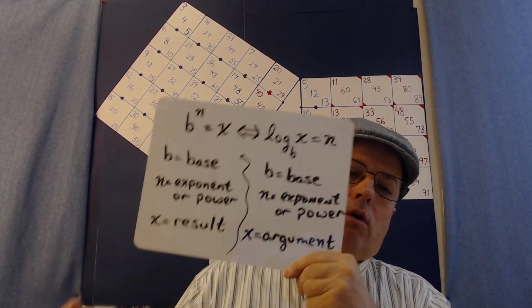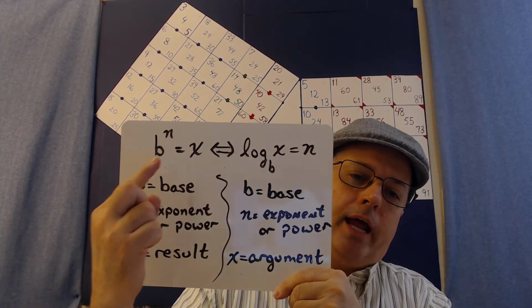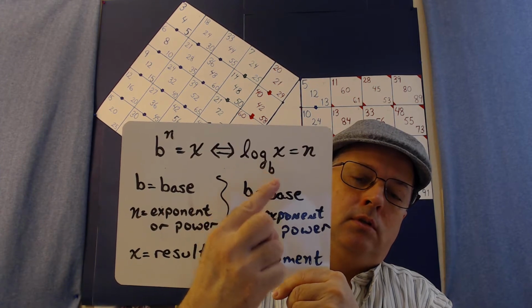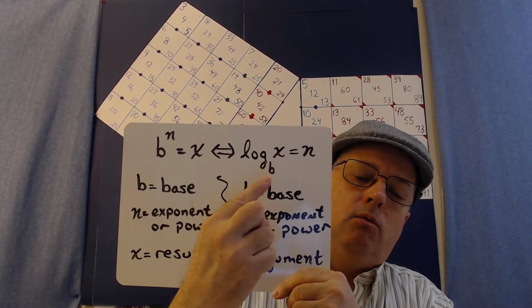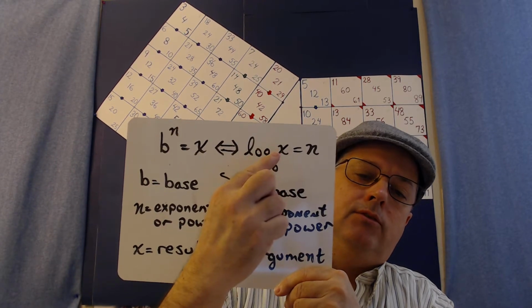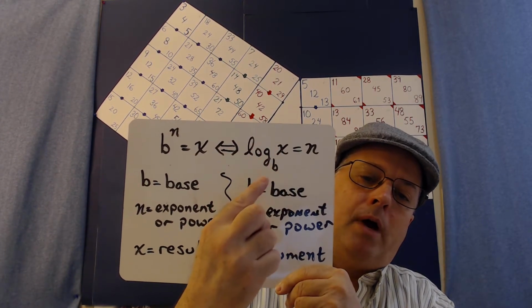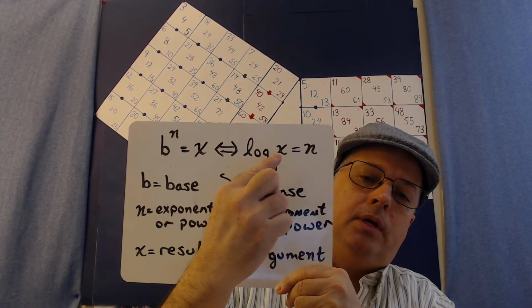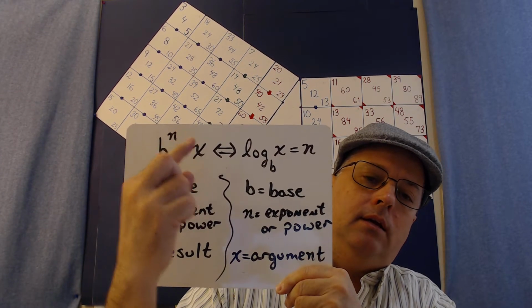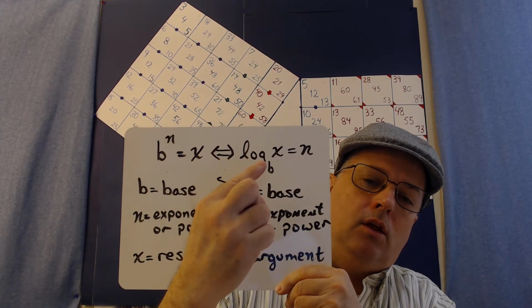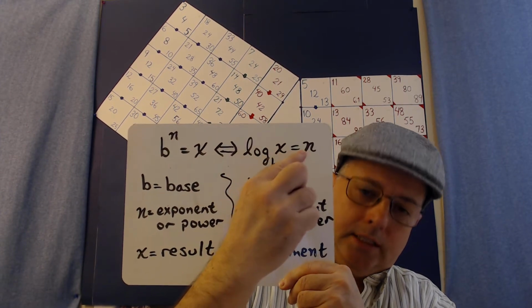Okay, and we have this overall property between exponents and logarithms. The logarithm is asking, what power of the base gives us x? What power of the base gives us the argument x? And since b to the n is x, then the log base b of x is n.